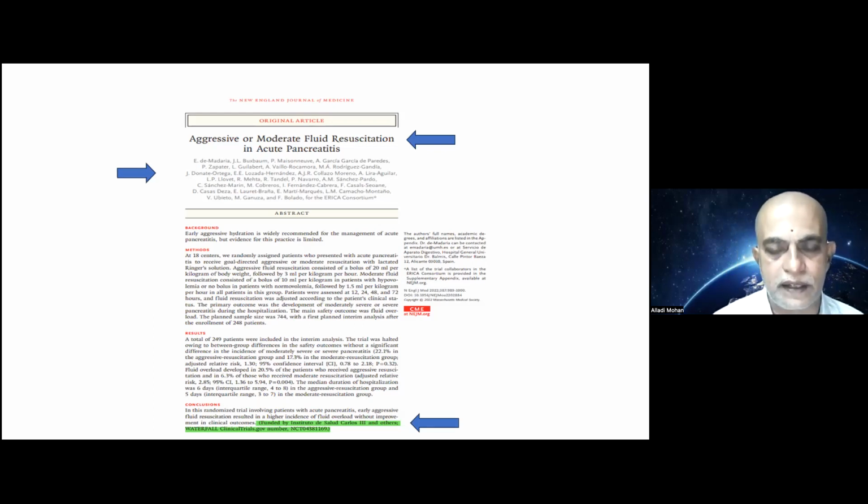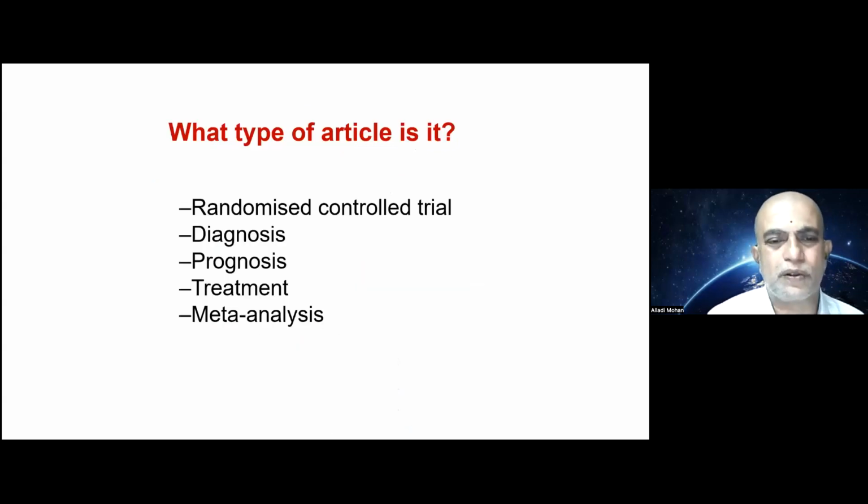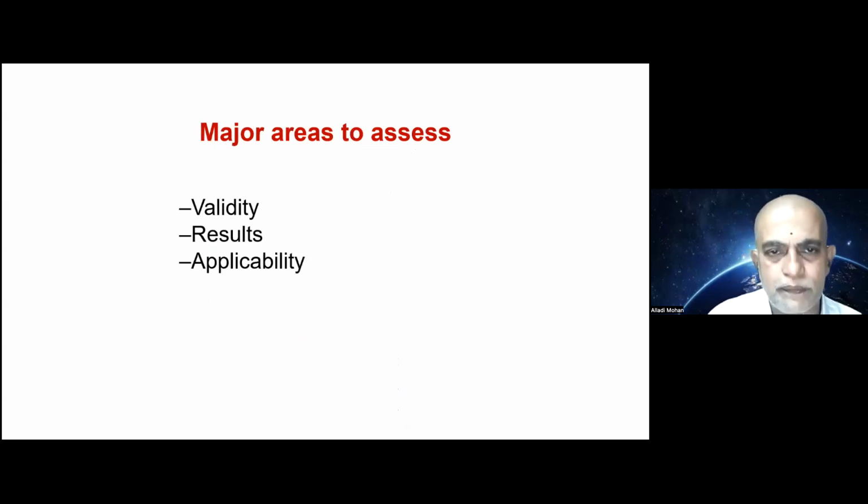But somewhere the study must be registered. Just check whether these data are there or not. So what type of article? Is it an RCT, diagnosis article, prognosis article, treatment article, meta-analysis, and so on? Or it will be obvious from the title and the summary which you read.